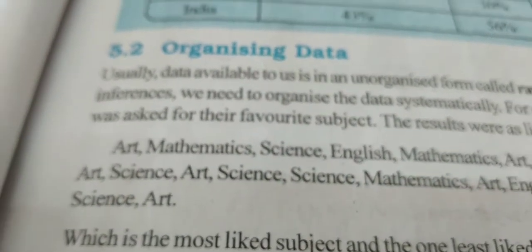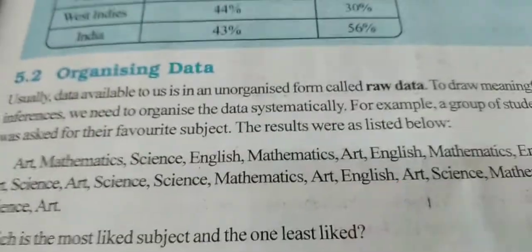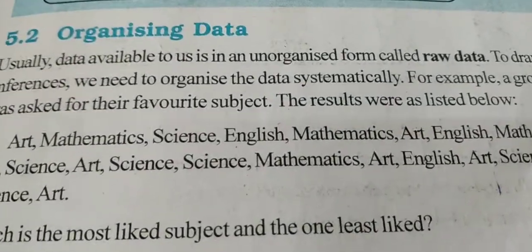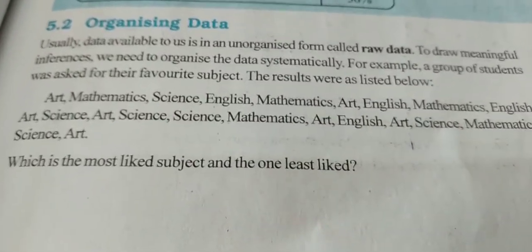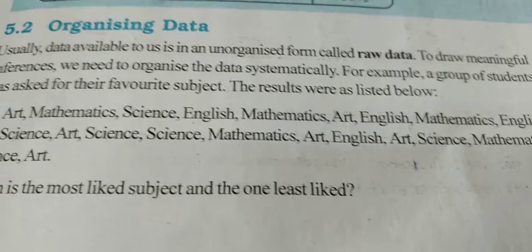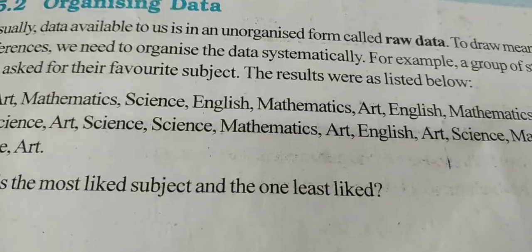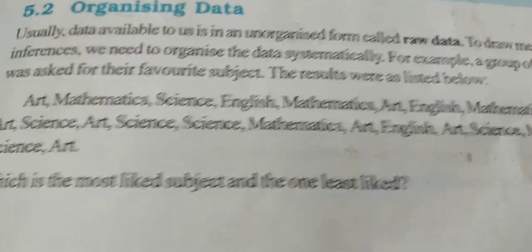Then you just have a look at the data. It's all about subjects. Now what will you try to find out first? How many different subject names are there in the data? So this is your raw data. Now you are going to arrange it systematically. First, what will you do? You will find out the different names of the subject. So you will come to know the different subject names and how many subjects are there in the list.